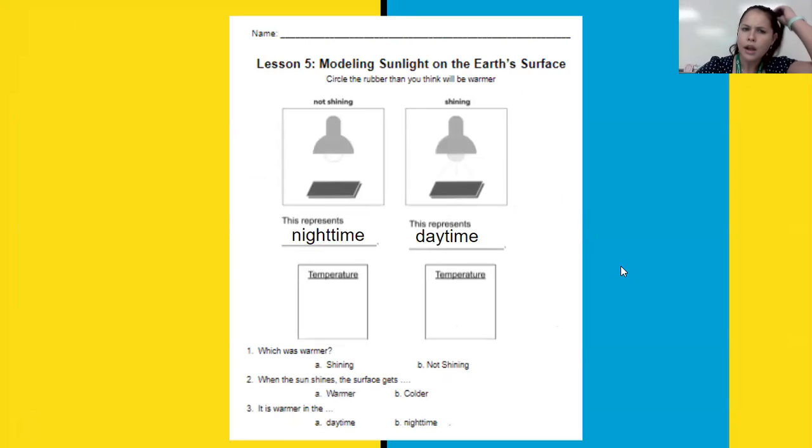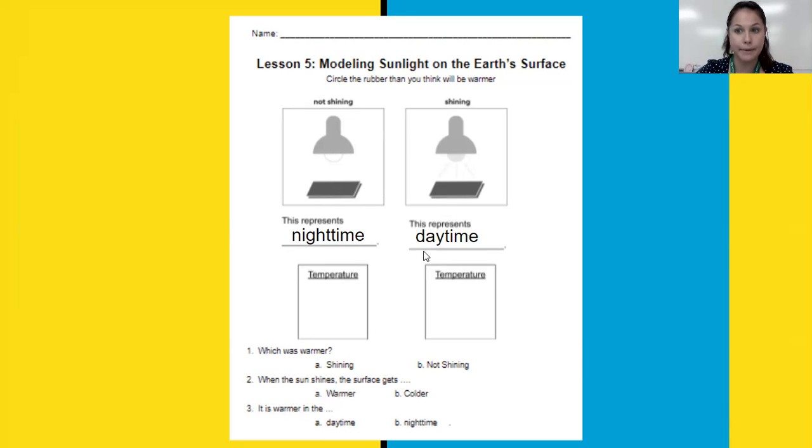Now, I want you to think, which rubber, which surface do you think would be warmer? The one that is not shining at nighttime or the one that is shining in the daytime? I want you to think, which one would be warmer? When the sun is not shining at nighttime or when the sun is shining in the daytime? If you're not sure, think about how hot or cold it is when you go outside at nighttime when there's no sun and when you go outside during daytime when there is the sun.